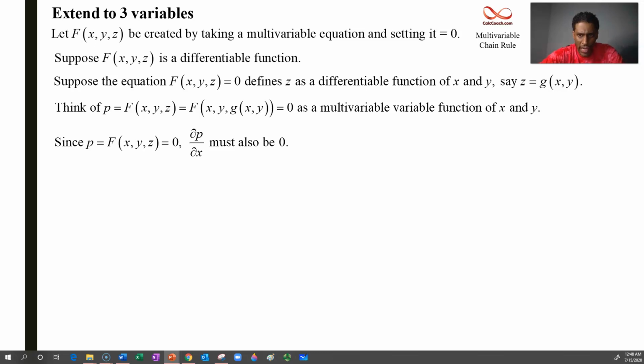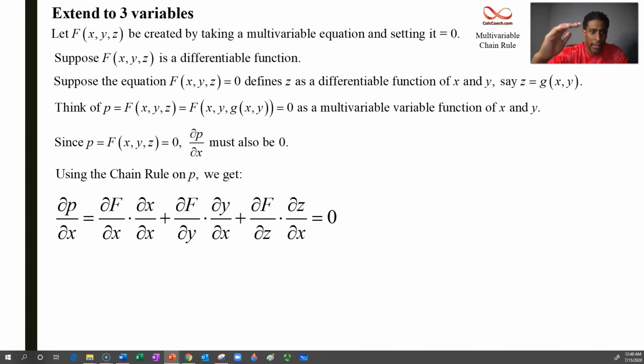So let's use the chain rule to help us figure out why the formula is what it is. I'm looking for the derivative of p with respect to x, partial derivative that is. What I have to do is take the derivative of F with respect to x multiplied by del x, del x, derivative of F with respect to y multiplied by del y, del x, derivative of F with respect to z multiplied by del z, del x. And then the other side of the equation equals 0, so that derivative will be 0.